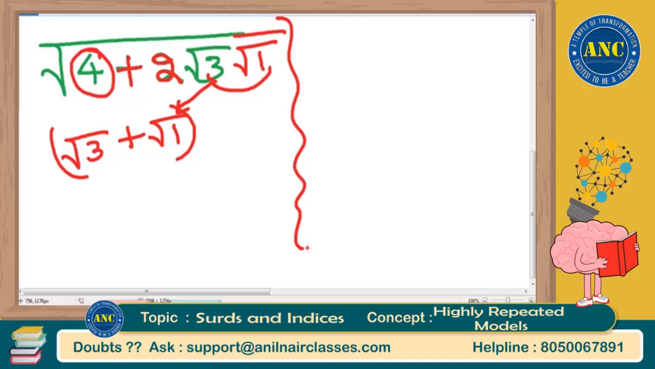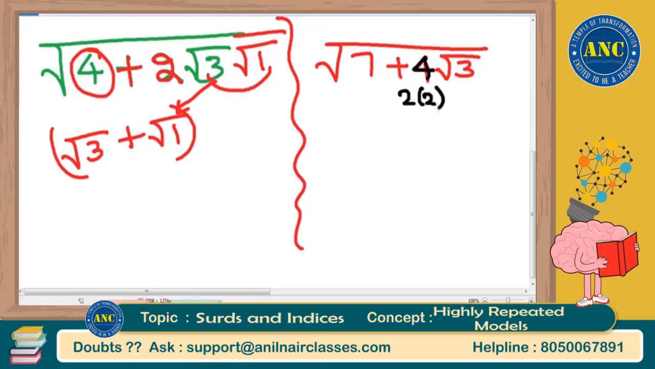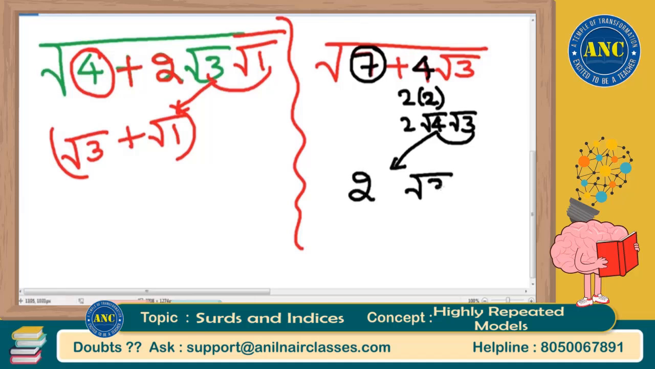Suppose, for example, I have a question. This is 7 plus 4 root 3, and I want to find the square root of it. This 4 can be written as 2 into 2. Now this 2 can be written as root 4. So it is 2 into root 4 into root 3. Check it out. This 4 plus 3 is nothing but the constant term 7. Because I am getting that constant term, directly write the answer as square root of 4 and square root of 3 with plus. The answer is 2 plus root 3.